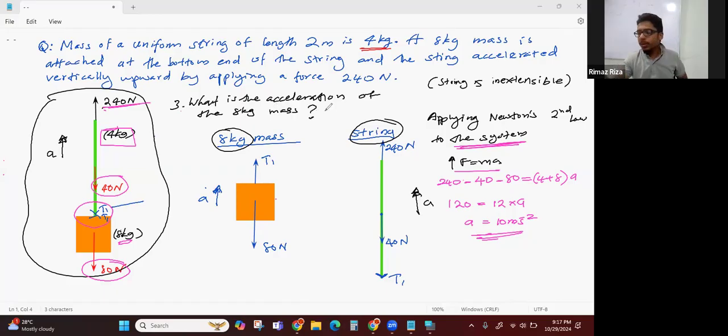Okay, let me know the answers in the chat box. What is the acceleration of the 8 kilogram mass?